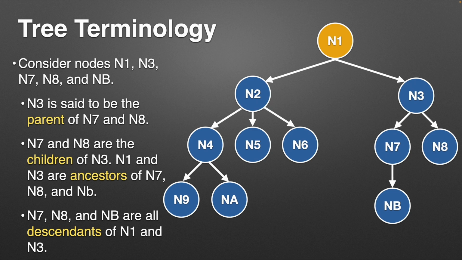And so it is important to note, for the ancestors, you have to be able to follow this edge. So N5 would not be an ancestor of N9 because it's not on that path.